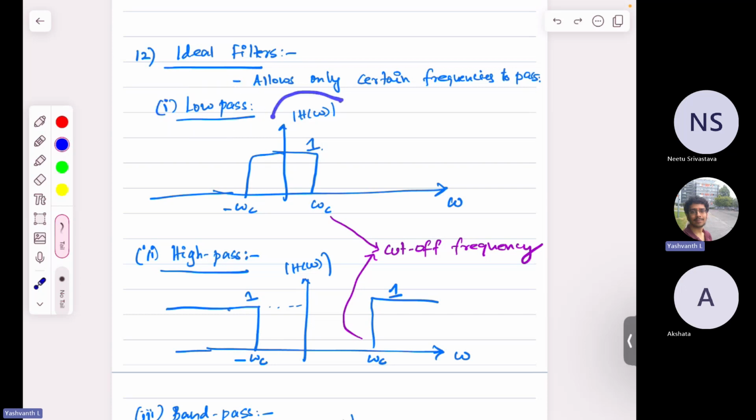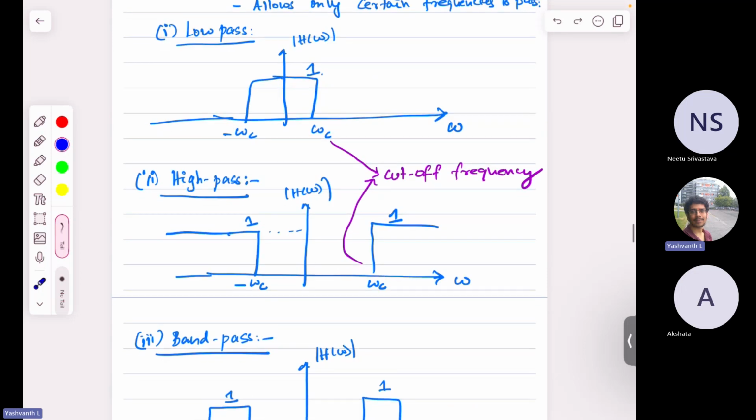How will the magnitude frequency response of such a system look? It's given by this figure, right? Basically, it's like a window. Between minus omega c and plus omega c, the frequency response is 1, and everywhere else it is 0. What it means is that the output of the system will only contain frequency components from minus omega c to plus omega c, but not anywhere else. That is called the low pass filter characteristic.